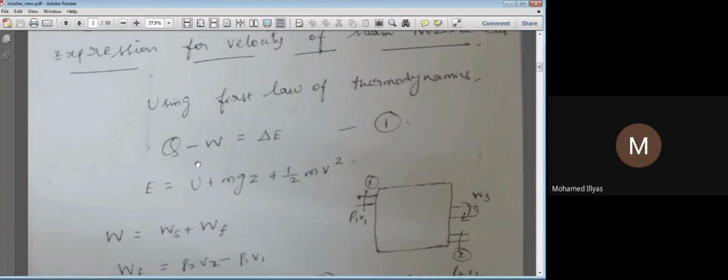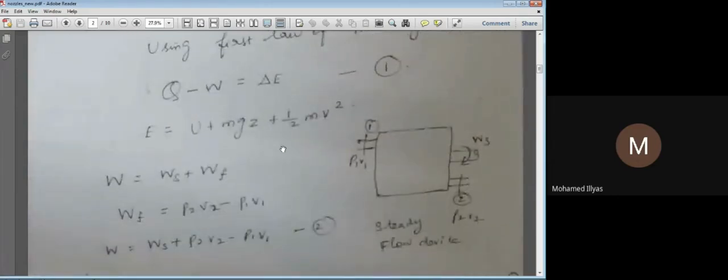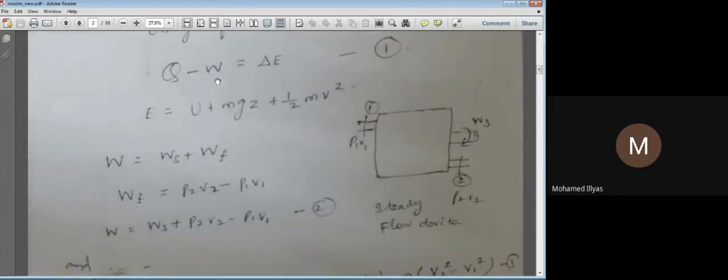In this way, we are going to use a very basic equation, namely Q minus W equal to del E, which we call the first law of thermodynamics, to obtain the expression for the velocity of a nozzle. Now we are going to suitably substitute Q, W and del E, and then proceed. Coming to our total energy, we have written it as the sum of internal energy, potential energy and kinetic energy.